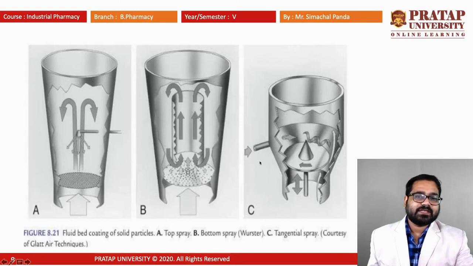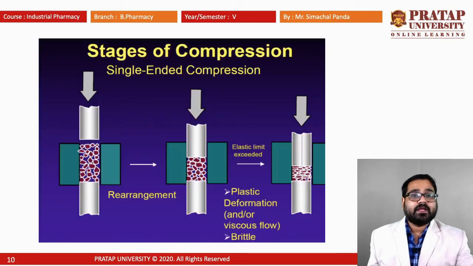To get the desired size of the granules, in order to avoid lumping, we can use certain blades, so that any lump formation will be broken down into different pieces. Then after, it has to go for the staining for the processing of these granules. So there are different stages of the compression. We can see here the tablet, whenever we are preparing, this is the lower punch, this is the upper punch.